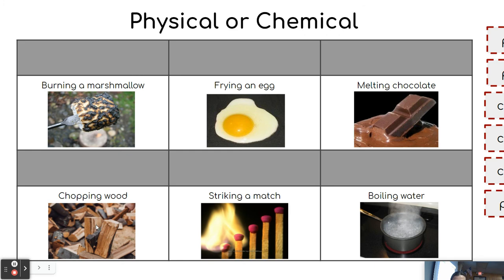Chopping wood, physical change, you're only changing the size. Striking a match is chemical. Anything burning or heating a substance is going to be chemical. You're getting a new substance. You're getting light. Look at your Evans there. Light is also being given off. Boiling water. Now this is a physical change because you're only changing the state of the water. First it was a liquid, now it's a gas.